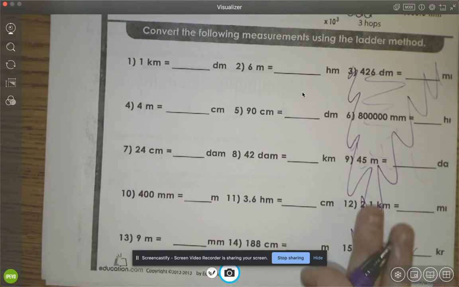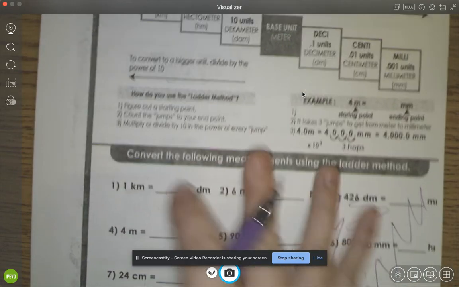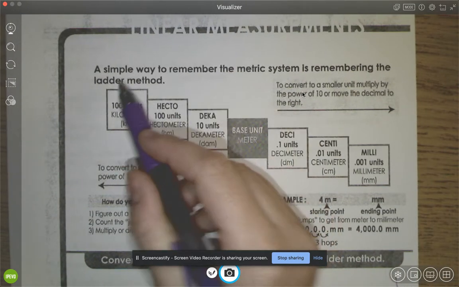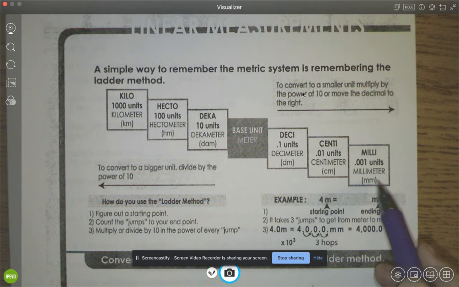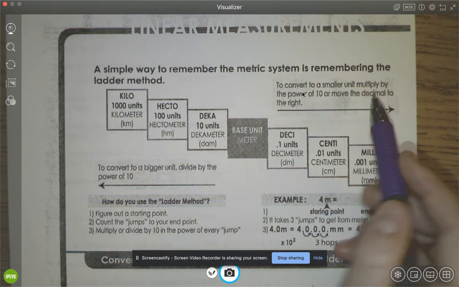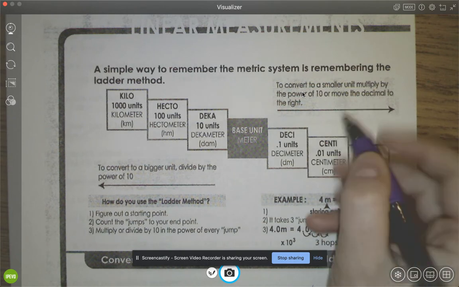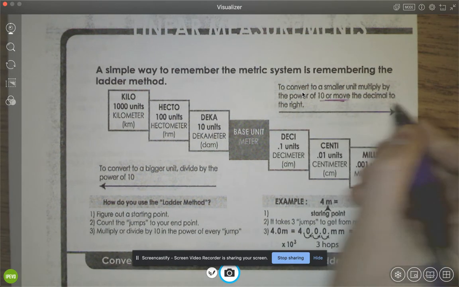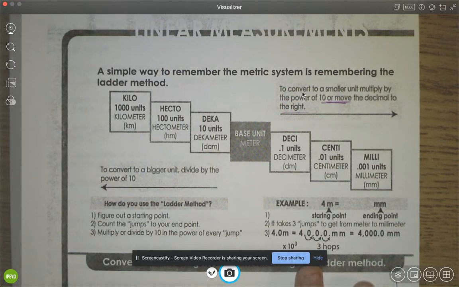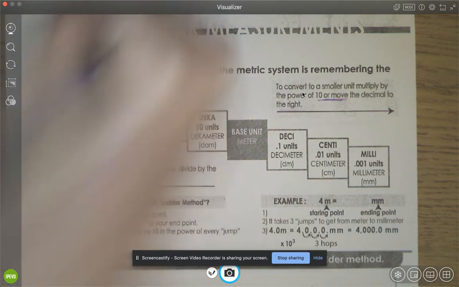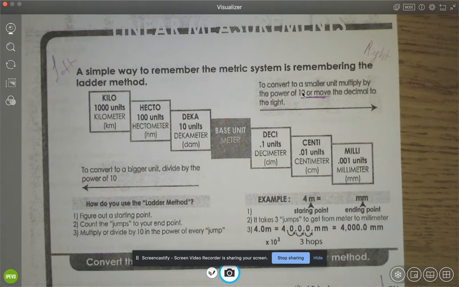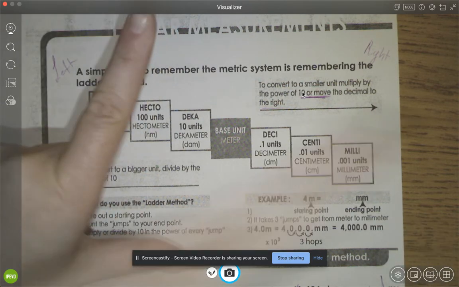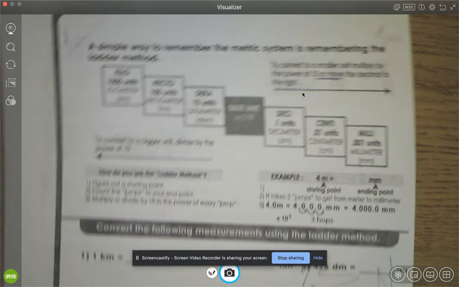All right. So here we have the metric system, right? A simple way to remember the metric system is remembering the ladder method, right? This is the ladder method. To convert to a smaller unit, multiply by the power of 10, or, this is what we're going to be working on, move the decimal to the right. So here's what I like to do. I like to put the left and right, right? Just because I want to take out the guesswork. I don't want to have to do the L thing, saying like, oh, this is left, that's right. Just write it down.